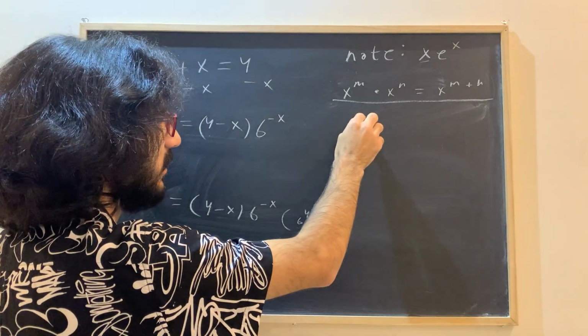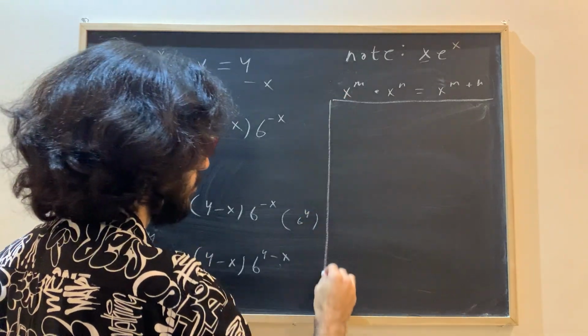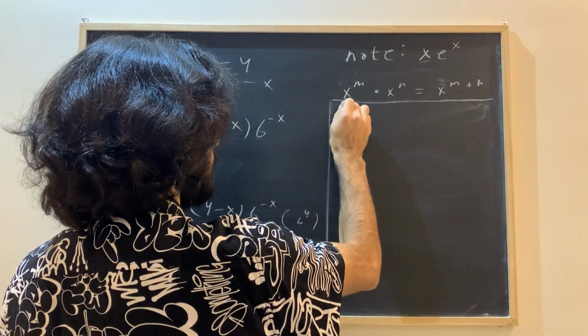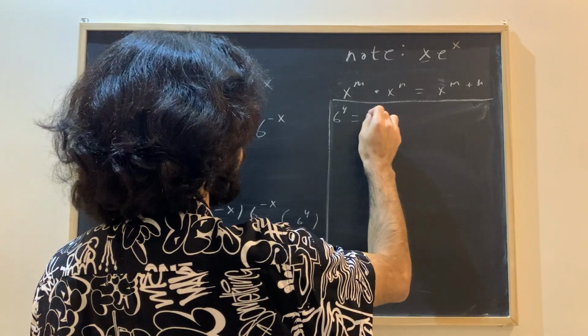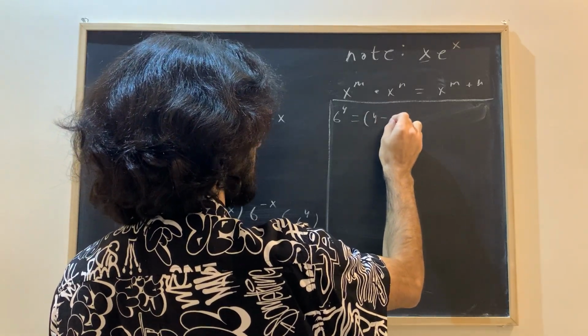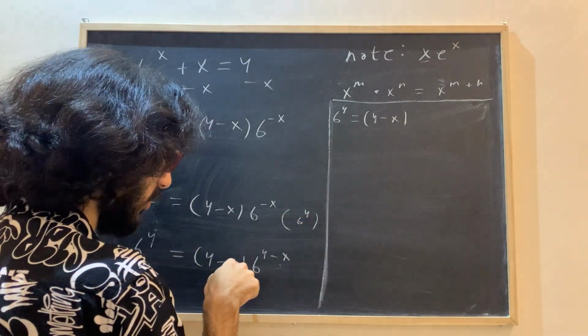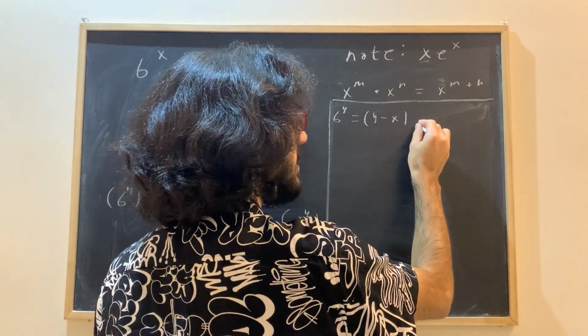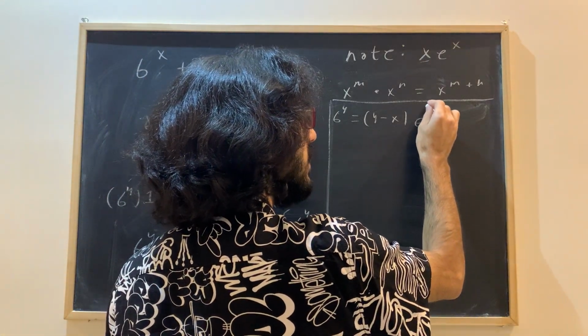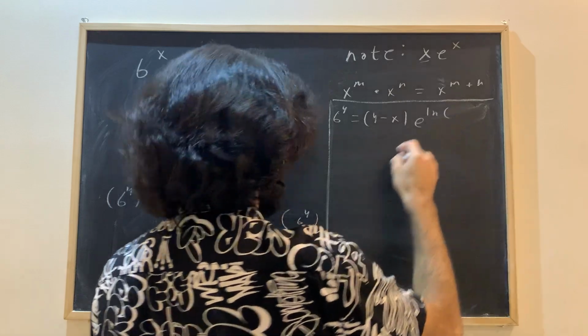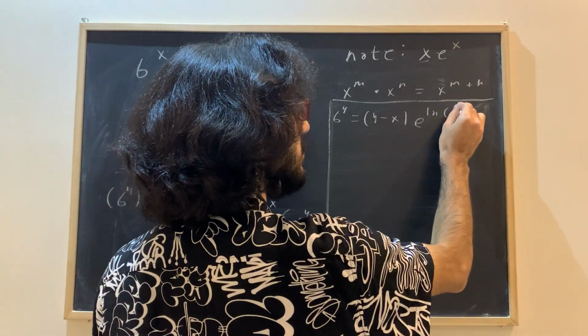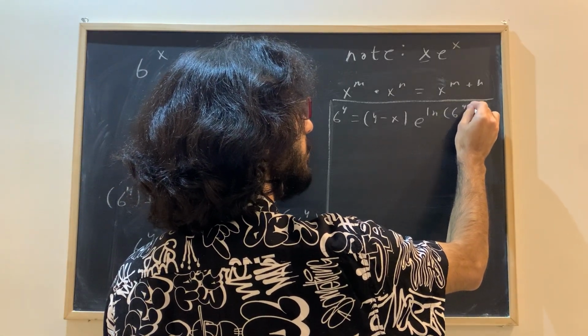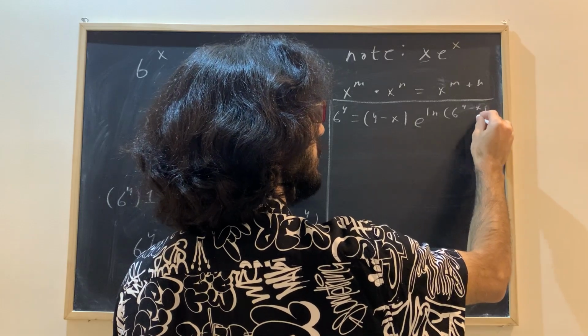I'm going to just split it. Write 6 to the 4 equals 4 minus x, and then for this, I can rewrite it as e to the ln 6 to the power of 4 minus x.